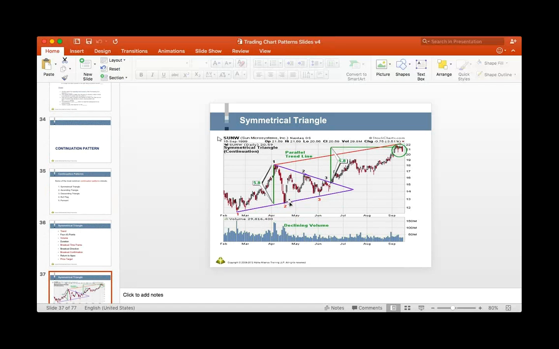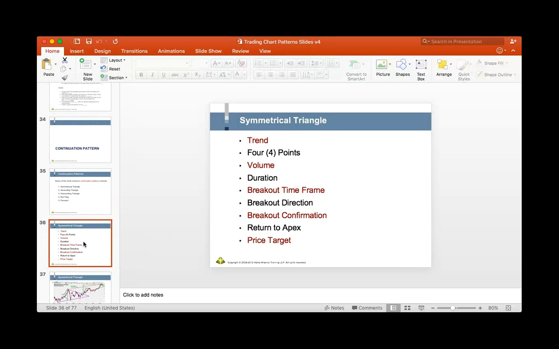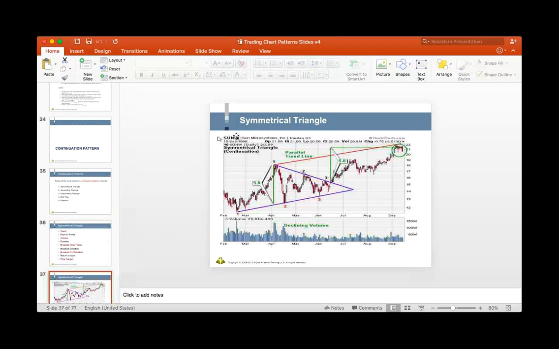Okay, 4 points to form a symmetrical triangle. So trend, okay, prior trend. Well, let's say for example it is going up. The prior trend should be up. So up, then go up. Then the second thing is 4 points. Okay, so they must touch 4 levels. Okay, 1, 2, 3, 4. Minimum touch of 4 points.